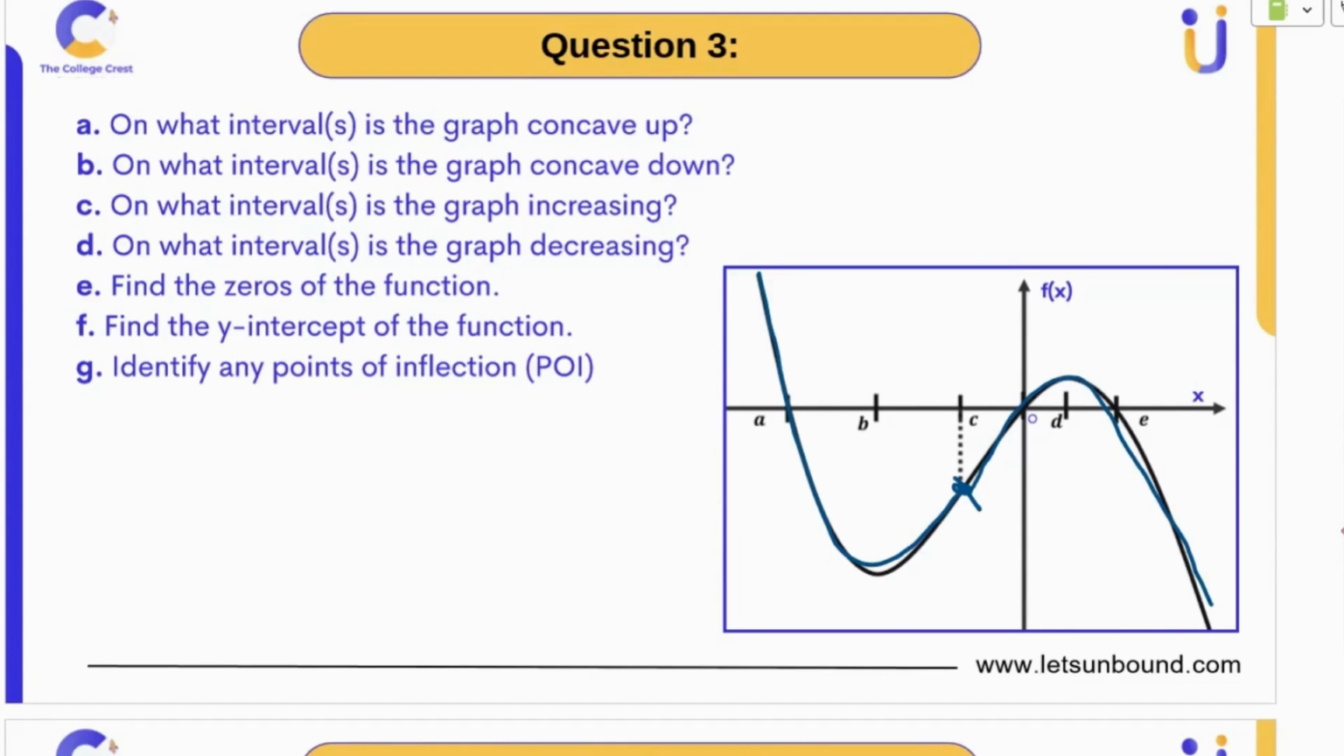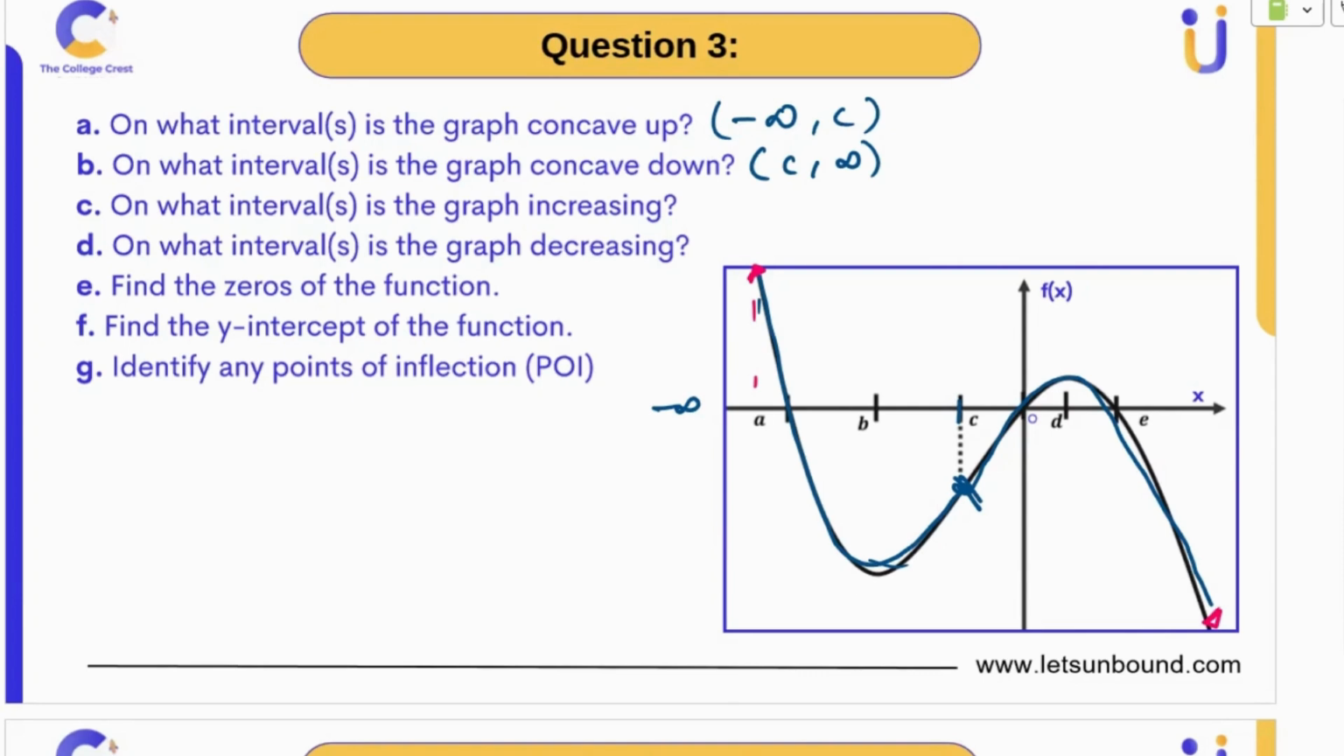Okay, so how do we write the intervals? On the negative side, we don't know where it starts, whether it's A or something, so let's say it goes on and on at both ends. From minus infinity to C, it's concave up. Then from C to positive infinity. The intervals I'm working on are X values. So from minus infinity to C, it is concave up, and from C to plus infinity, it is concave down.